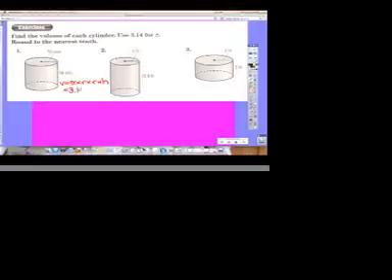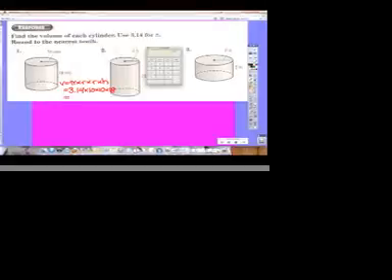So 3.14 times 10 times 10 times 18. Ooh, I got a whole number. Did you guys get a whole number? 1,600 millimeters cubed. Just give me a thumbs up if you agree. Did you get the same thing? Okay, thank you so much.